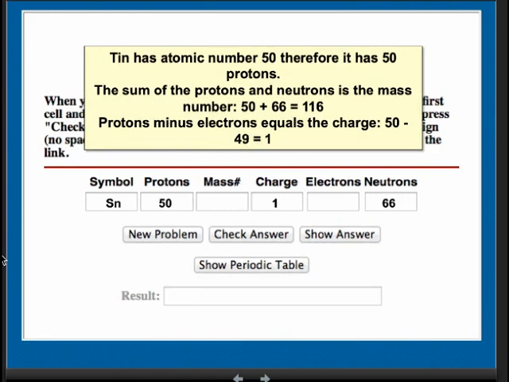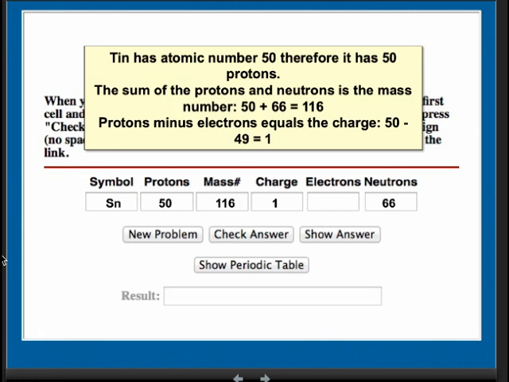If we have 66 neutrons and 50 protons, we add them together to get the mass number, which is 116. Now, I say here the charge is +1. Don't put the plus sign in, just the number, okay? If it's a -1, put the minus, no space, but for a plus, just put the number.